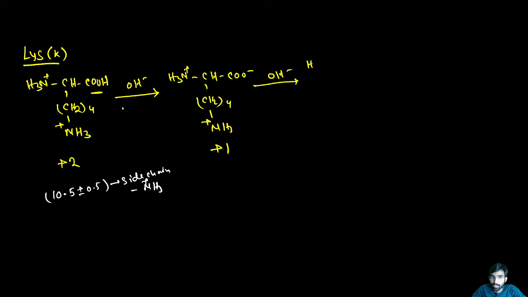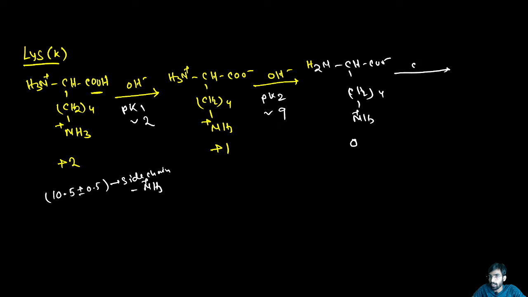So suppose here this is pK1, this pK1 is almost 2, this is pK2, this pK2 is almost 9. At 9, that will release proton. That's the condition. So CH2 whole 4, NH3 plus. So at that time the charge is 0.